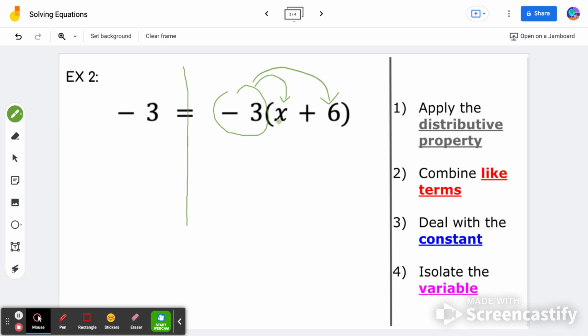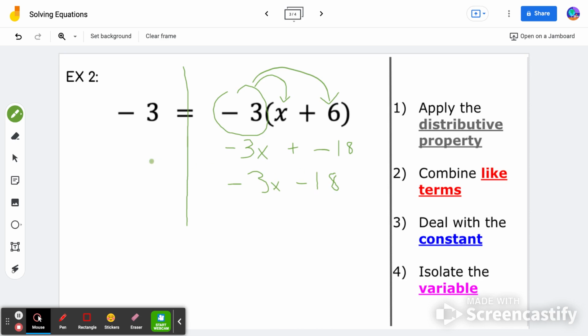So -3 times x is -3x. -3 times 6 is -18. And then the symbol in here is positive. So, whoopsie. Go back. This is positive right there. Okay. We're going to go ahead and clean up any symbols that we have here, a positive and a negative. It's just the same thing as -18.